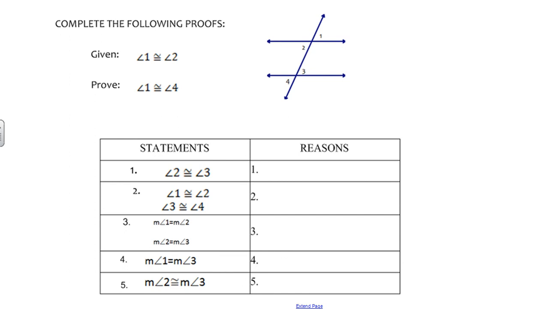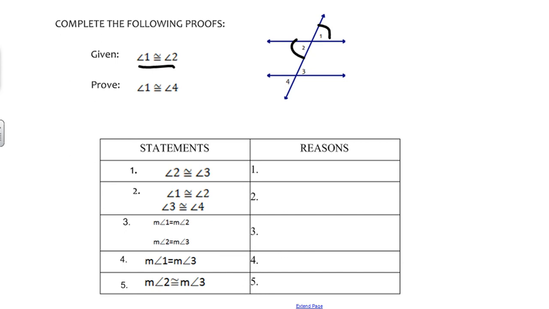Alright, and here's the last example we're going to do, and then you're on your own. Alright, given angle 1 is congruent to angle 2, we're trying to prove that angle 1 is also congruent to angle 4. If they hadn't given that to us and you had just seen the picture, you would actually put that angle 1 is congruent to angle 2 by the vertical angles theorem.